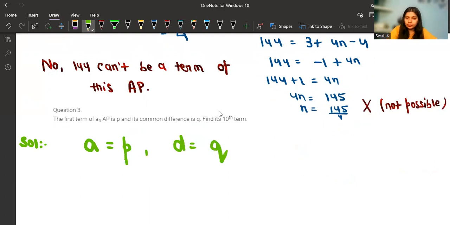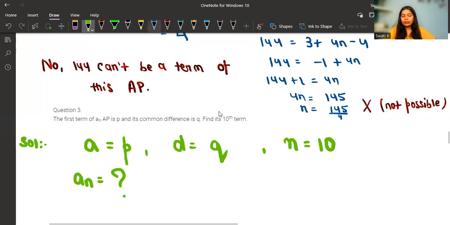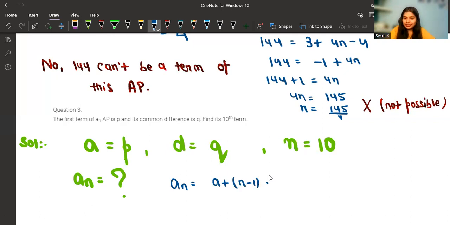Find its 10th term. That means we have to find the 10th term, so n is 10, and we have to find an. This is what we have to find, the value of an. Here I want to tell you one thing, that we are going to get our answer in P and Q form, because we already have the first term and the common difference given in terms of P and Q. Again, we know the formula an equals a plus n minus 1 into d.